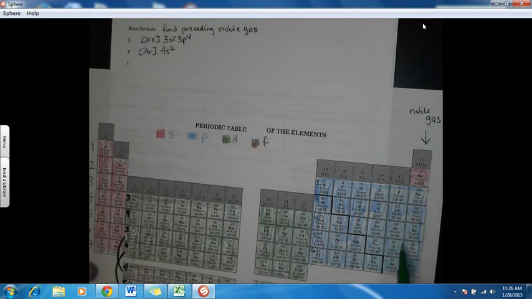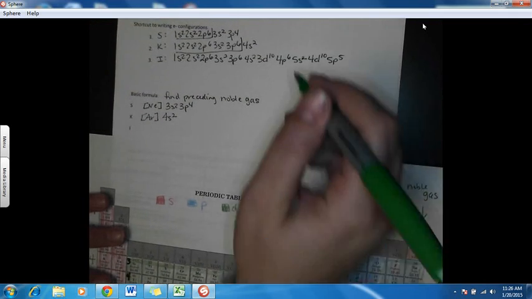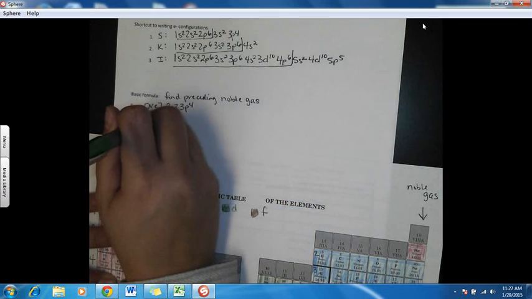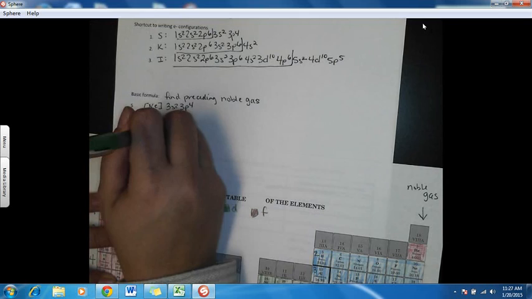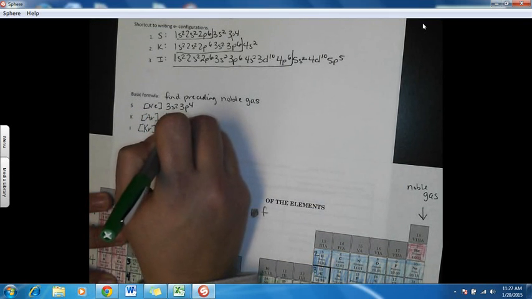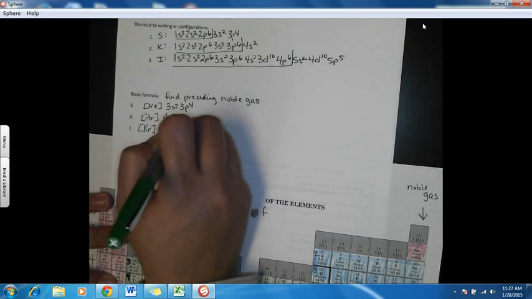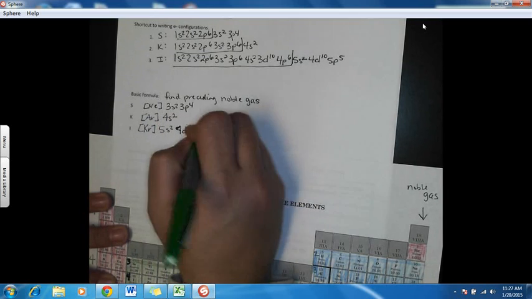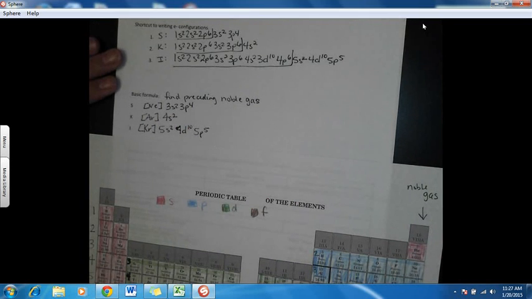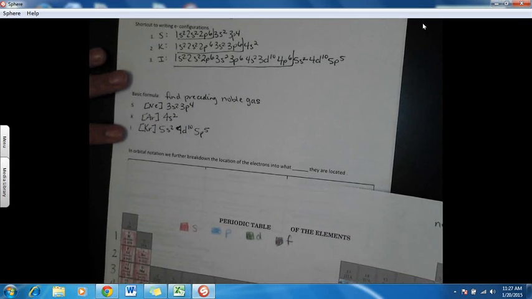So same with iodine. So go to the preceding noble gas, which is krypton. That would be 4p6. So again, in our electron configuration here, we find 4p6. We're going to replace all those electrons with krypton, and then the ones that remain get us to iodine. That's a 4, and then 5p5. So that's noble gas notation. Shortens it up a lot.